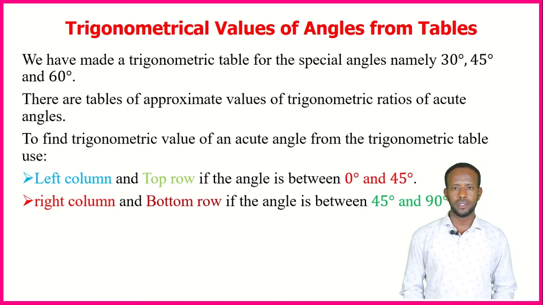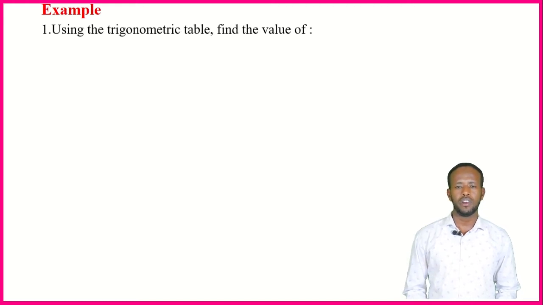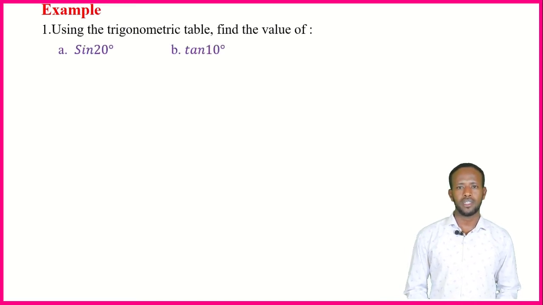Now let us see together again. Example. Using the trigonometric table, find the value of A, sine of 20 degree, B, tan of 10 degree. Now we are asked to find sine of 20 degree. In what way can we find it? We are going to use the trigonometric table in your textbook.